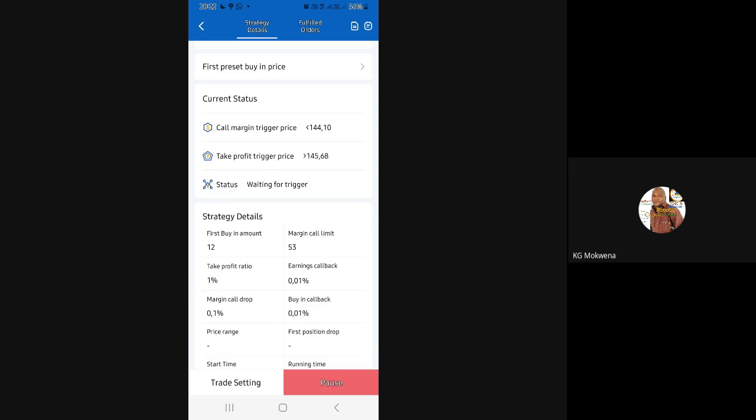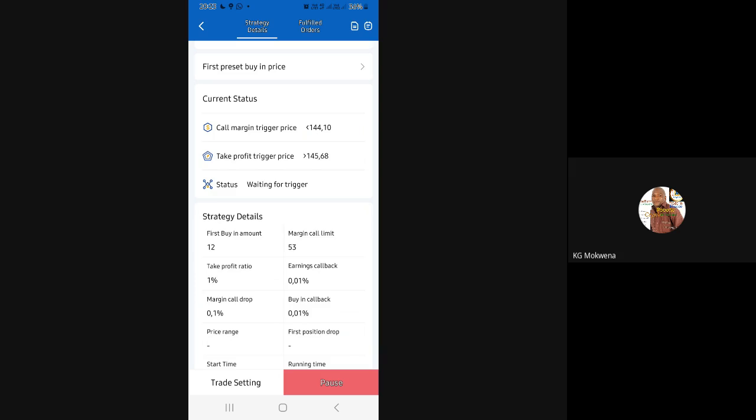So in this case, you just have to be patient with what the market is doing, and then your call will be placed when that happens. And there are two things involved here. If the price continues to pump, can you see the take profit trigger price? Can you give us that price, Cyril, for people to see? Take profit trigger price, just mention it please from your side. 145.68. Thank you, sir.